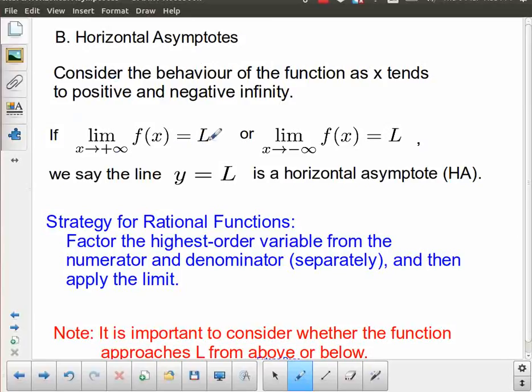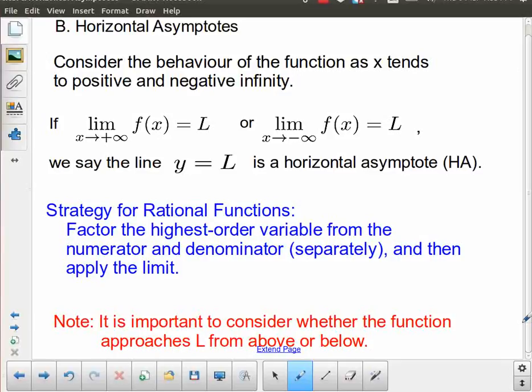If when you take these limits you end up with some value, so if you take the limit as x goes towards positive infinity and you end up with a value L, well, that's a horizontal asymptote in the positive direction. Similarly, if you go towards negative infinity and you end up with some value L, then that's your horizontal asymptote in the negative direction. It's actually possible for these values to be different, but generally not going to be the case for any of the functions you're going to see. I just want you to be aware that if you do get different horizontal asymptotes, don't be completely freaked out by it. It can happen with some very specific functions.